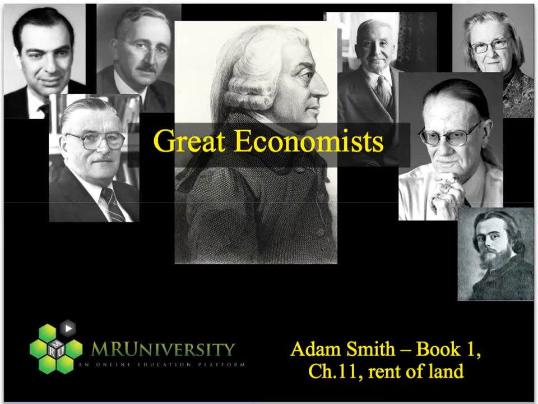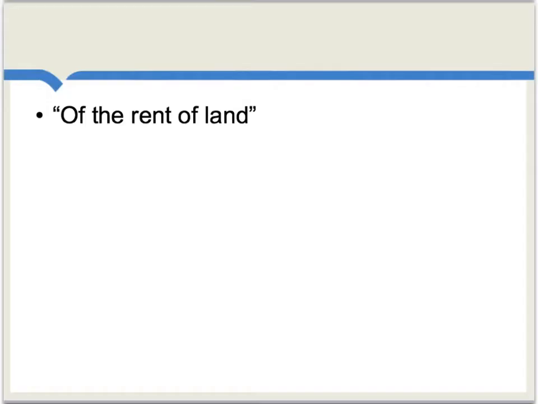Now let's consider Adam Smith in Book 1, Chapter 11 of The Wealth of Nations on the rent of land. This chapter is entitled, Of the Rent of Land. There's a lot of detail in this chapter about particular instances of land rents, but I'd like to hone in on one very particular question, and that is the analytic distinction between neoclassical and classical theories of land. Smith here, of course, representing the classical theories pretty clearly.